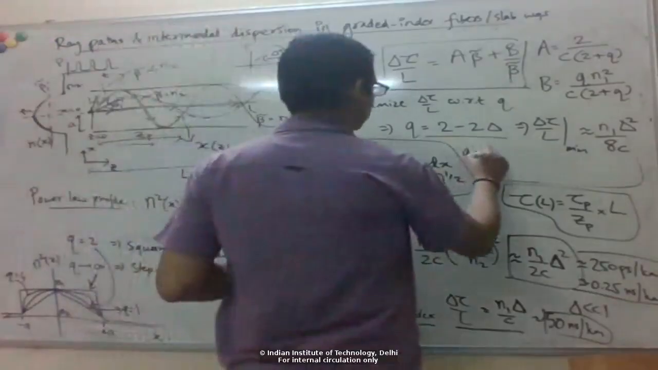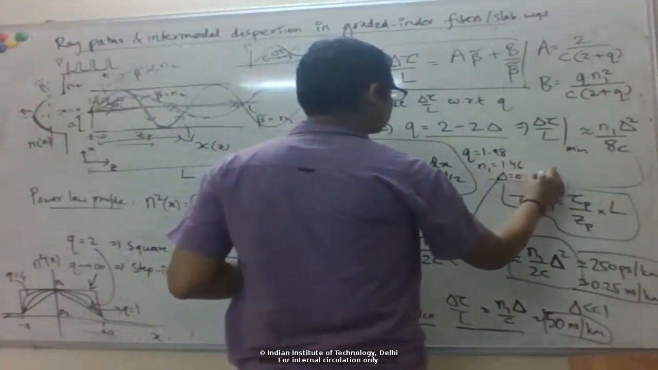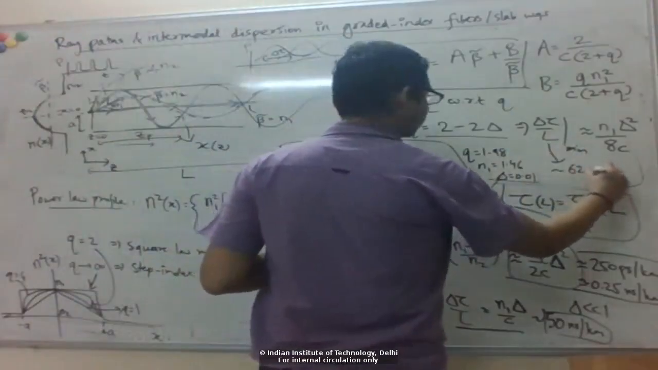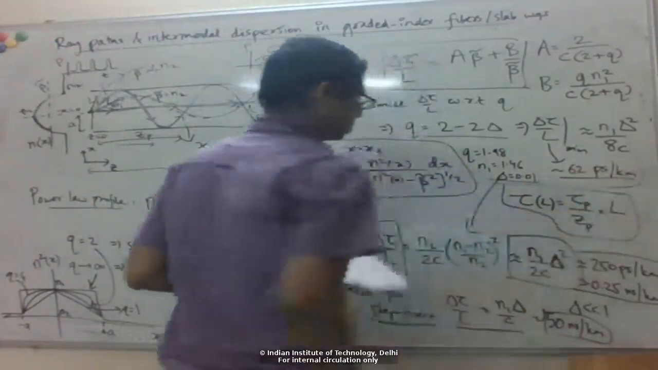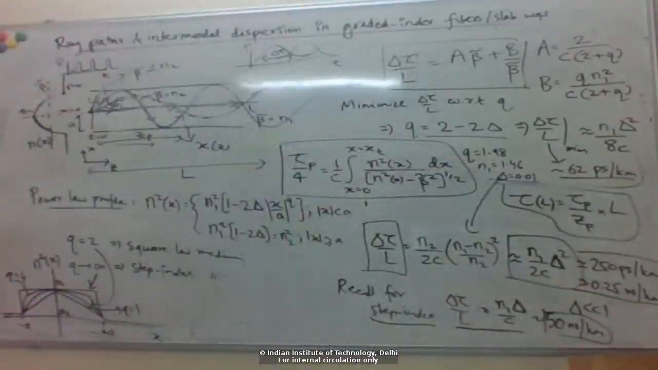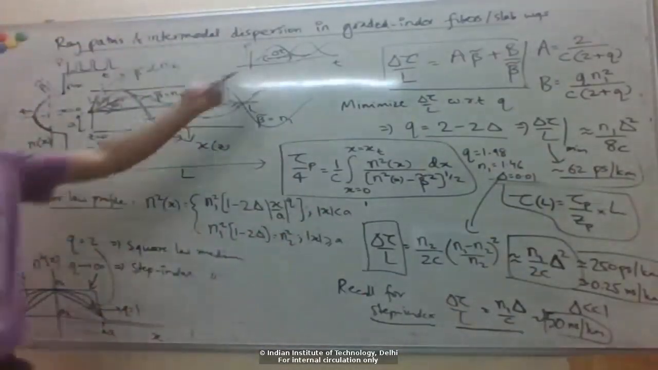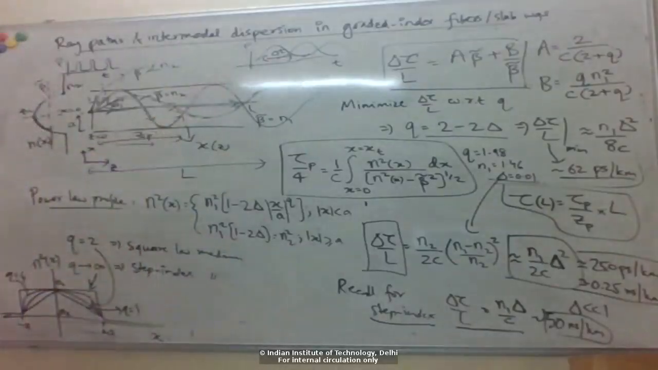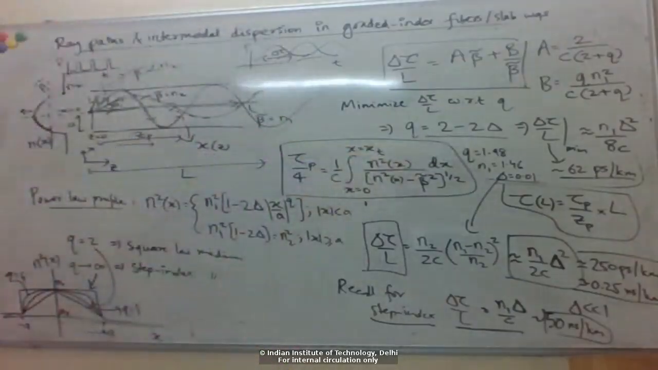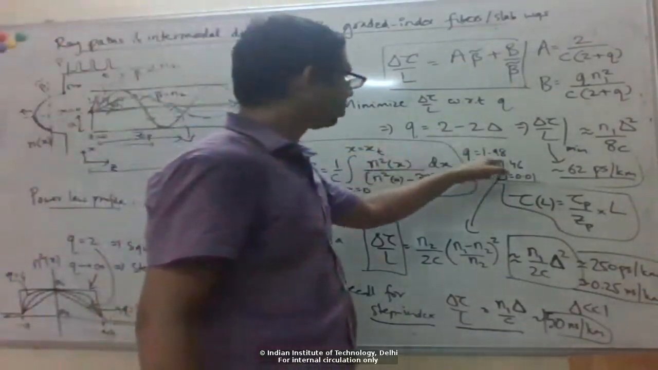So for q equal to 1.98, and the same values for n1 1.46, delta 0.01, this value comes out to be about 62 picosecond per kilometer. So further reduced. So that's the optimum profile. The optimum refractive index profile, which gives me the minimum intermodal dispersion, is a power law with q equal to 2 minus 2 delta. Typically for fibers that means a value just slightly lower than 2.